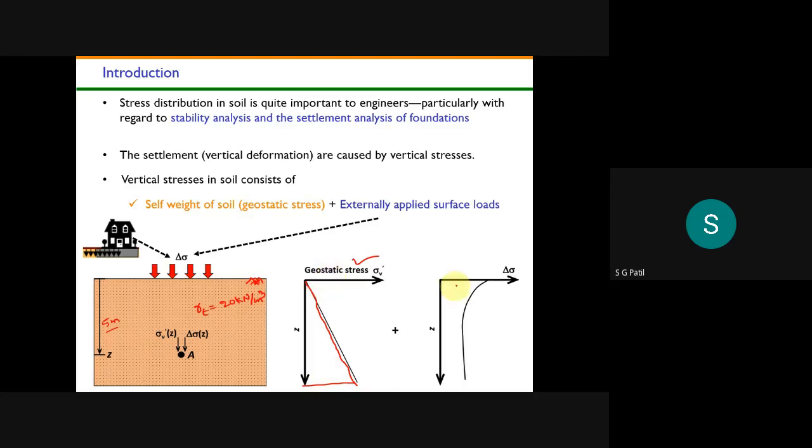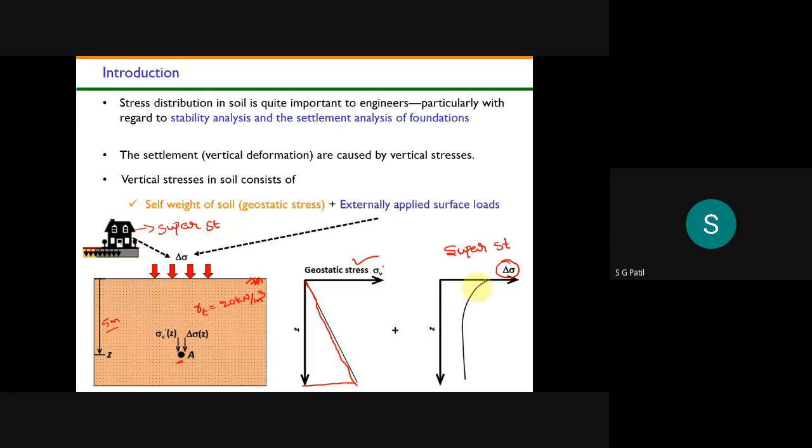But due to superstructure, what is the stress increase? That is delta sigma z. How to find out that delta sigma z? Due to my superstructure, this is my superstructure. Due to superstructure, what is the increase in the stress here?